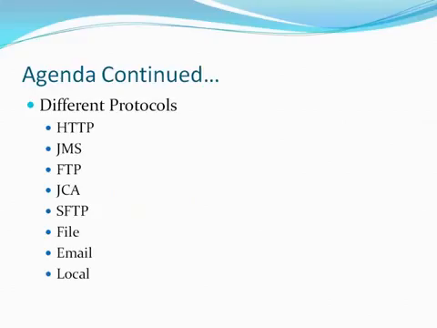JCA: suppose you want to interact with a database. In OSB there is no direct protocol to interact with it. First you need to create a DB adapter in JDeveloper. You need to pick that file in Eclipse, and based on the WSDL and the JCA file, you need to generate a business service. Similarly, SFTP is used for secure file transfer. We can use file also, and email.